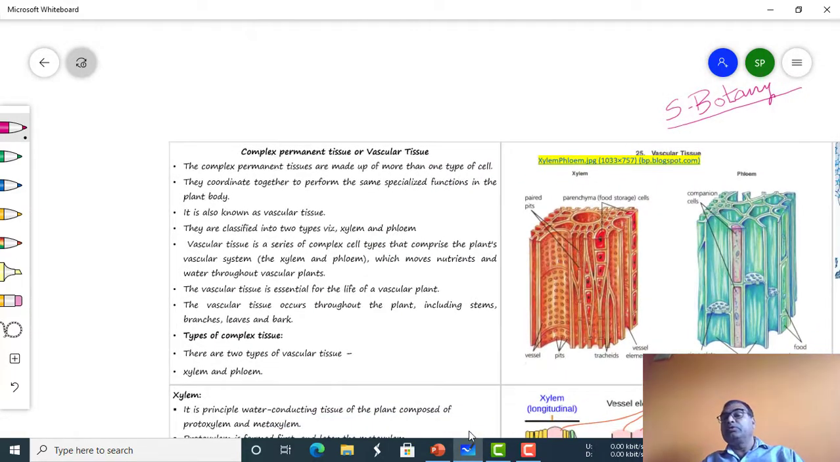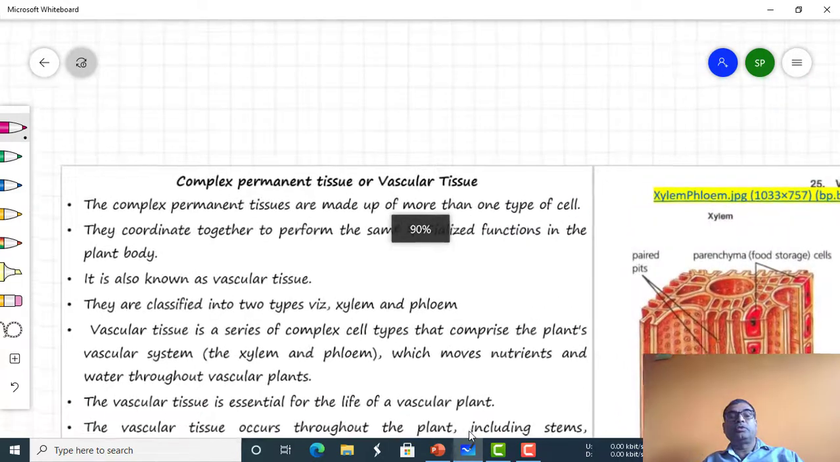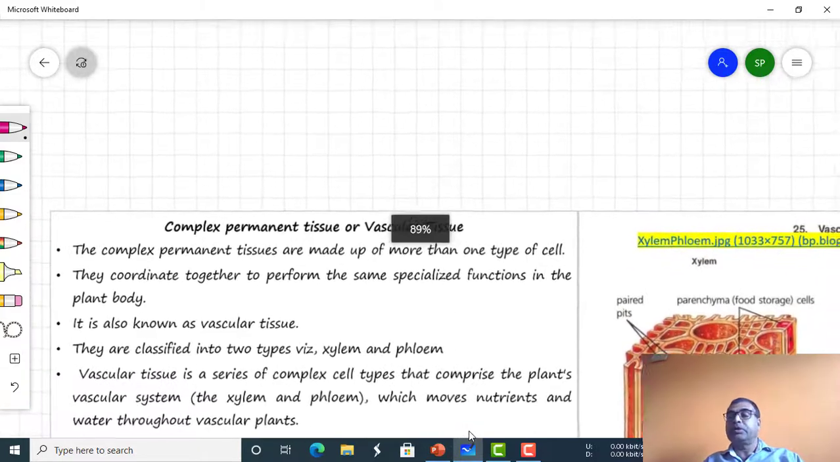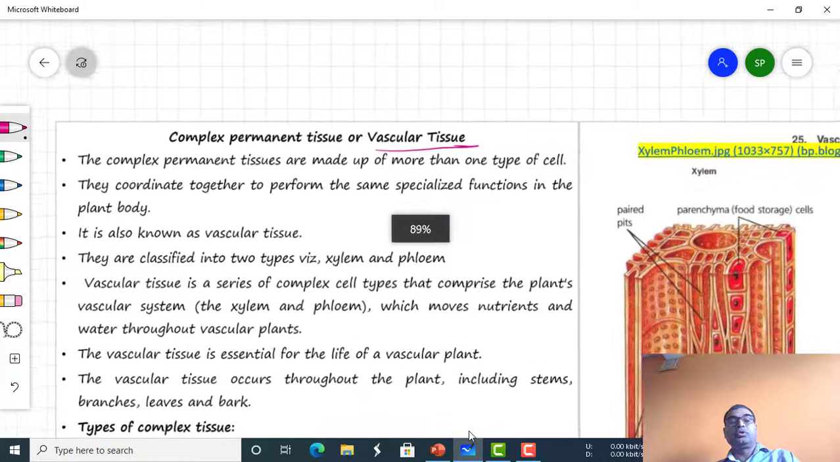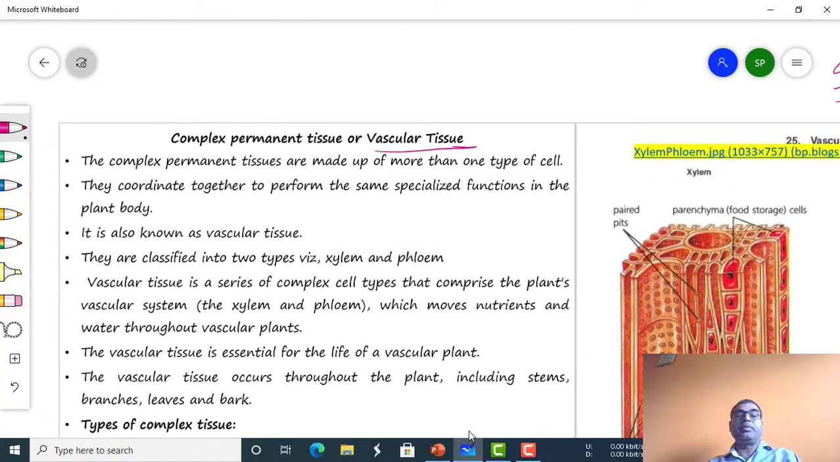From plant anatomy, today we will deal with the tissue system, and this tissue is the complex tissue or vascular tissue. So, complex permanent tissue: the tissue that is made up of more than one type of cell is called a complex tissue, and in a complex tissue the best examples are xylem and phloem.